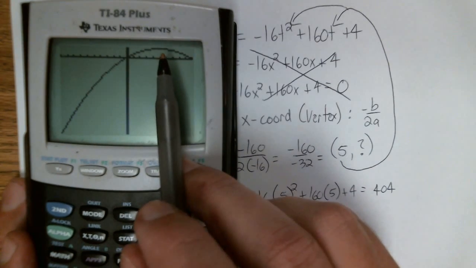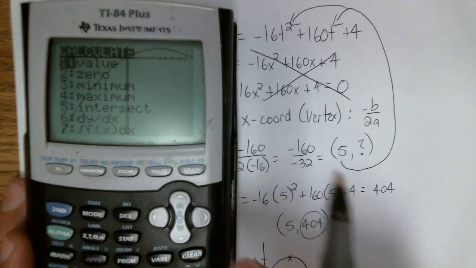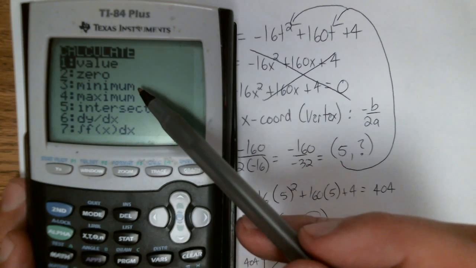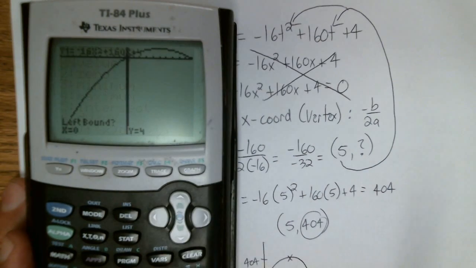So now I'm ready to use Mr. Spidey to go to the left of the vertex and to the right of the vertex. So I'll go second calc, but I don't want the 0. I don't want the x-intercepts. I want the max or the min. Okay, and in this case it's turning over, so that's a maximum. I need to select option 4.